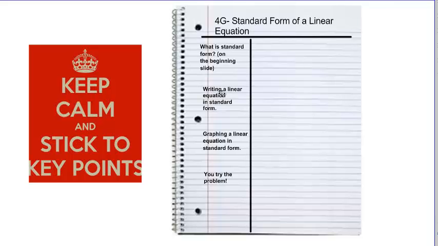The second key point is how to write a linear equation in standard form. The third key point is how to graph a linear equation in standard form. And the last key point is that there's a problem for you to try on your own that we want you to make sure you have in your notes. These are the things we'll be looking for when we check your notes. Go ahead and take a minute and get your notebook set up, and then when you're ready, continue to the next slide.